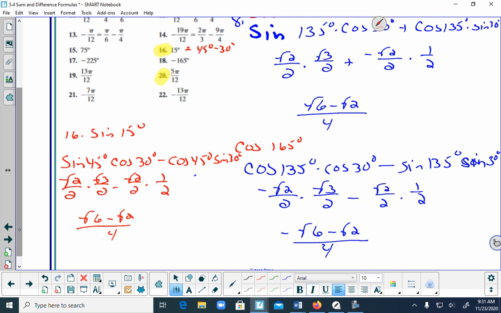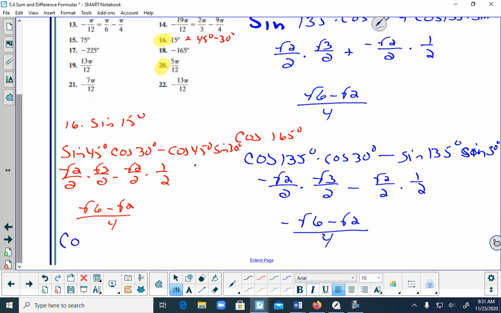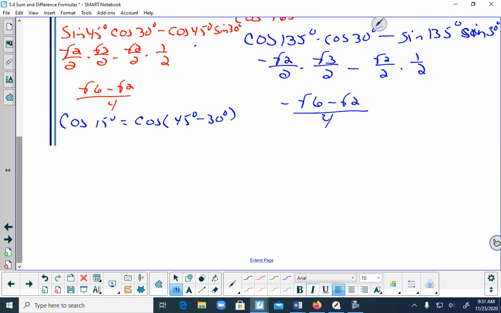That's the sine. To do the cosine, I'm going to do the cosine of 15 degrees. So remember, I'm thinking of that as the cosine of 45 degrees minus 30 degrees. So I'm using the difference formula. So I'm going to say the cosine of 45 degrees times the cosine of 30 plus the sine of 45 degrees, sine of 30 degrees.